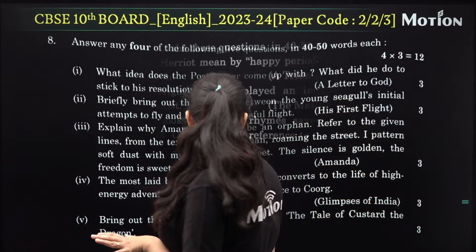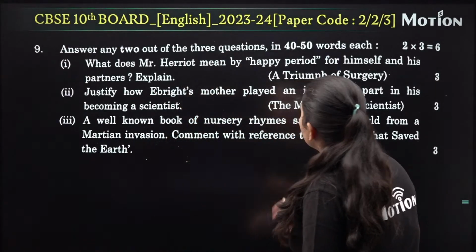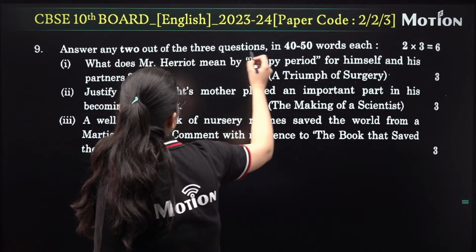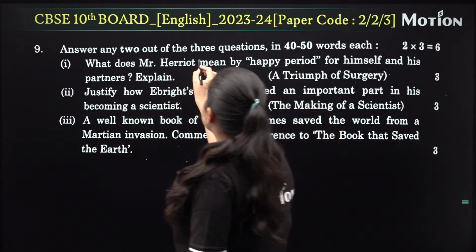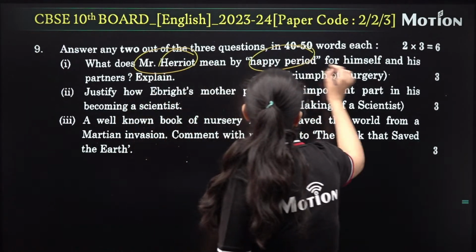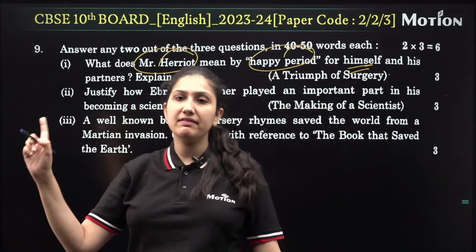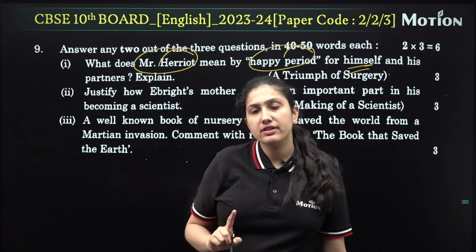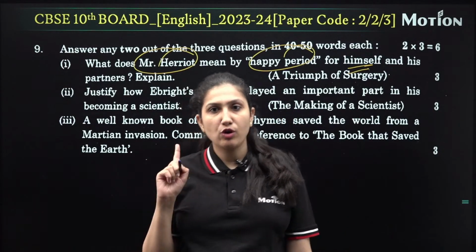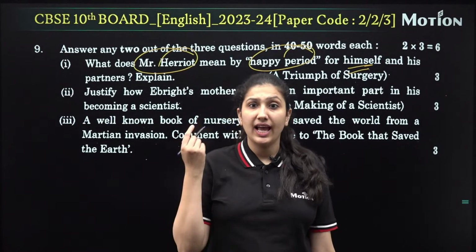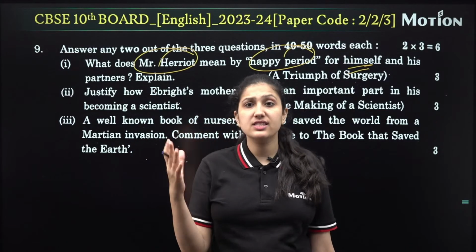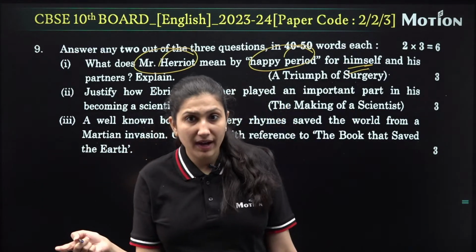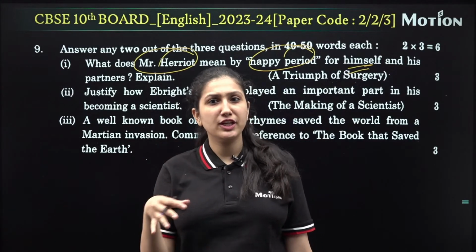Next question पे आ जाते हैं हम लोग. Answer any two out of the questions. आपने दो questions करने हैं. What does Mr. Herriot mean by happy period for himself? You very well know कि when the dog was there, so his mistress used to send so many things, eggs, wines and lots of things which were not given to the dog by the doctor, but all these things were actually consumed by the doctor.